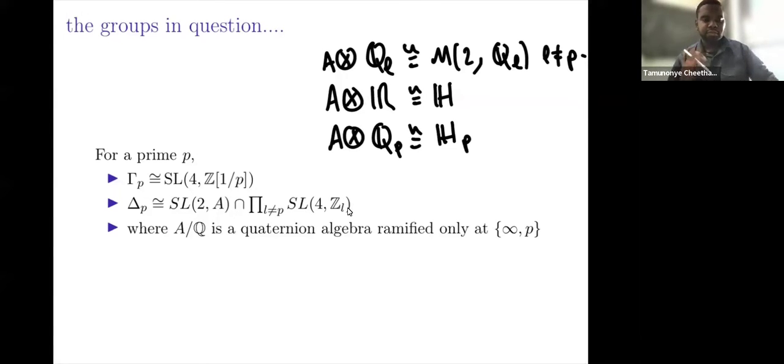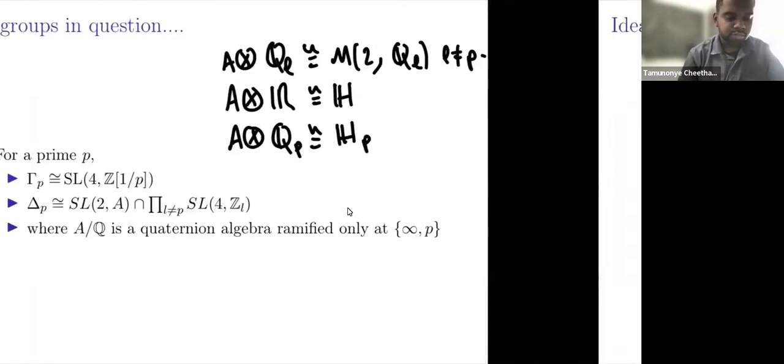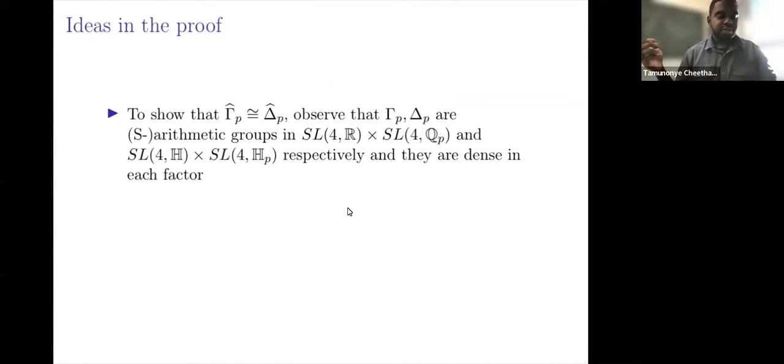Okay. Right. And so what's the first thing we want to do? We want to show that these two groups have the same finite quotients. And the idea is that these are going to be S-arithmetic groups. Gamma_p is going to be an S-arithmetic group in SL_4(R) cross SL_4(Q_p), and Delta_p is going to be an S-arithmetic group in SL_4 of the Hamiltonian quaternions, in product with SL_4 of the unique division algebra over Q_p.